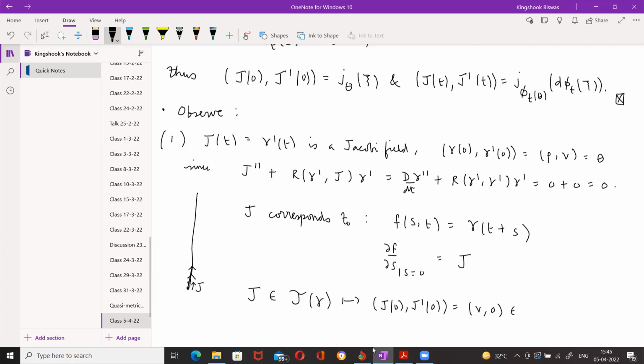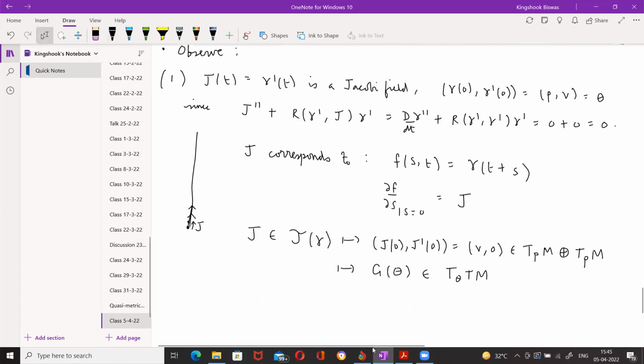In TPM direct sum TPM. And that corresponds to the geodesic vector field G theta in T theta Tn. Is this clear? So this vector field J corresponds to the element G theta in T theta Tn. All right. Is it clear?